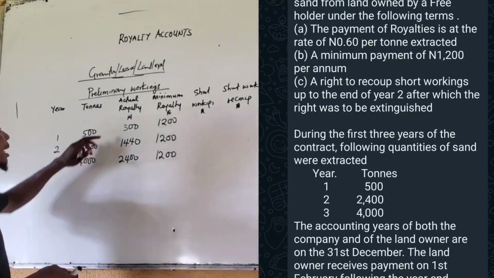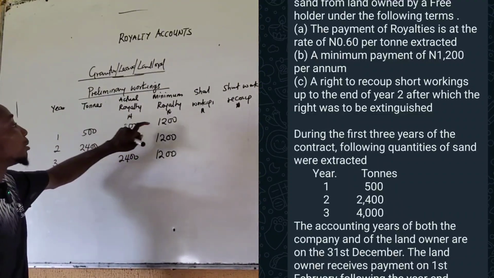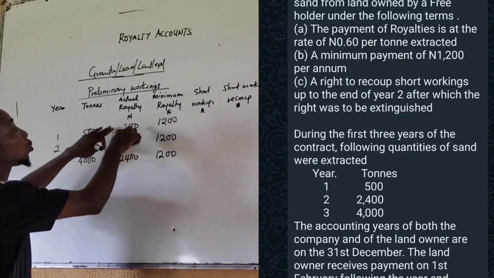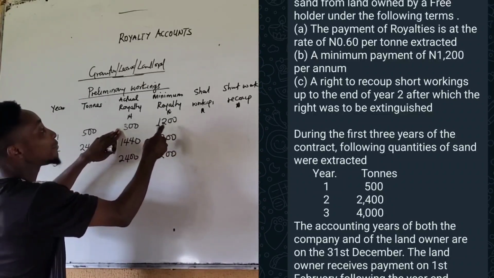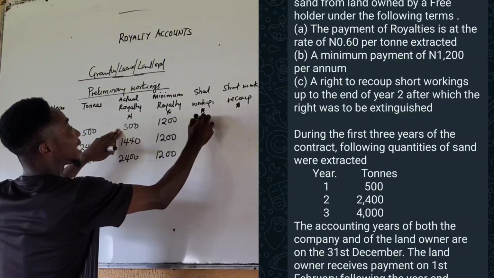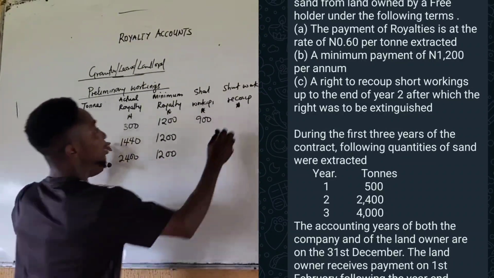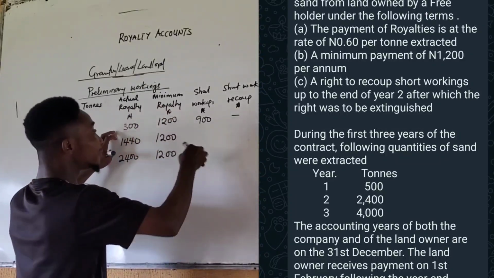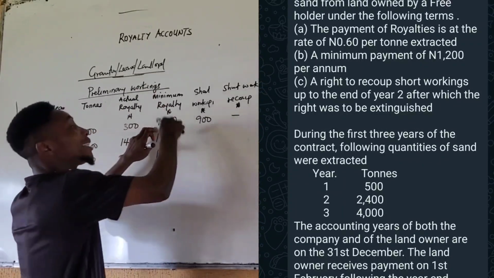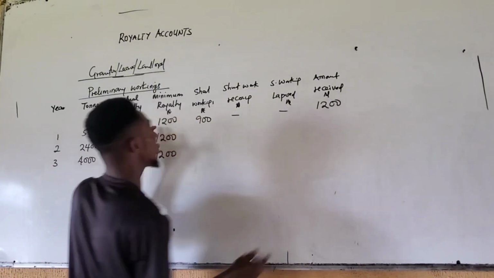So if you look at the first year, the actual royalty is 300, but the minimum is 1,200. So there's a short workings here. Since the actual is less than the minimum, we have a short workings of how much? 900. So the amount to be received by the landlord, irrespective of the level of activity, will be the 1,200.